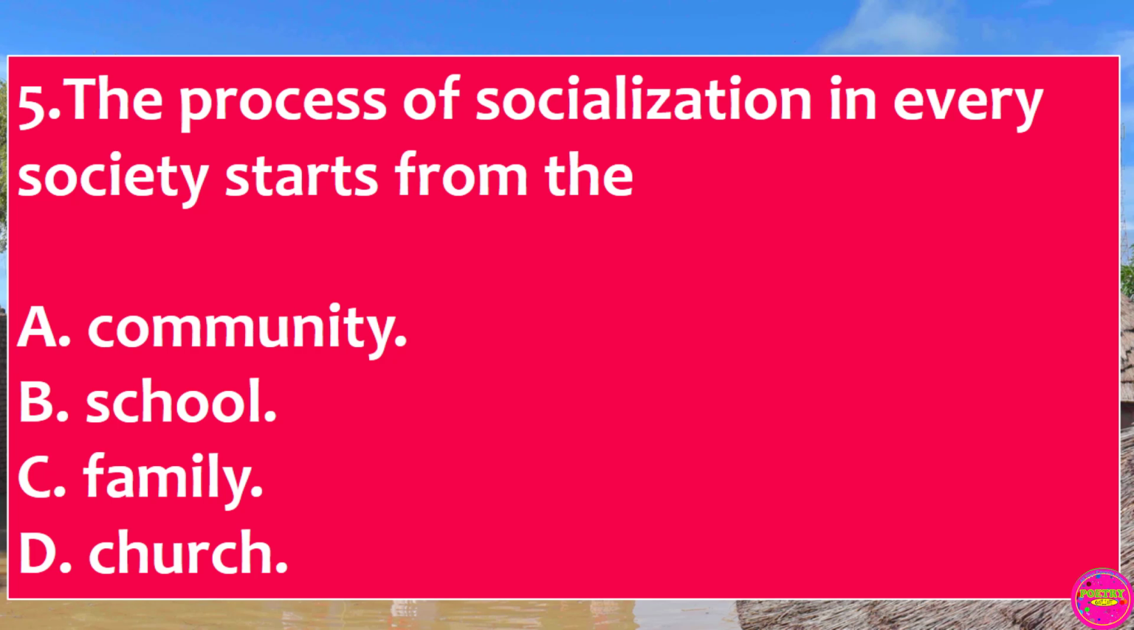Question 5. The process of socialization in every society starts from there. A. Community. B. School. C. Family. D. Church. The correct answer to this question is C. Family.